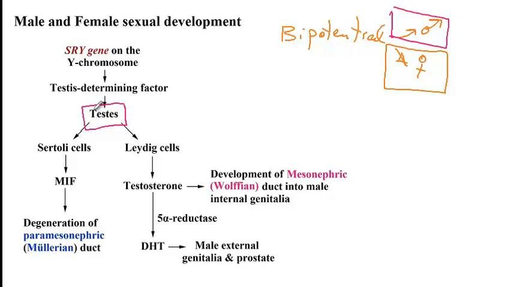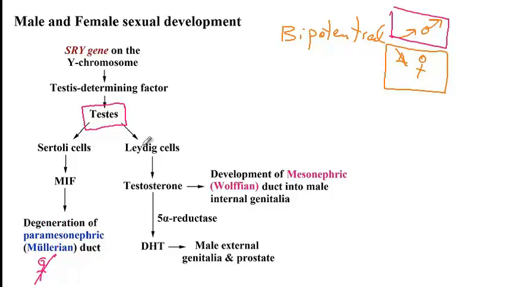And now these testes will produce testosterone via the Leydig cells and Mullerian inhibiting factor via Sertoli cells. What the Mullerian inhibiting factor does is that it will cause degeneration of the paramesonephric ducts, or the other name for which is Mullerian ducts. And so by doing this, female organs will not develop. Normally we need development of the paramesonephric or Mullerian duct for female structures to develop. But since we had testes, they secreted the Mullerian inhibiting factor that inhibited development of female reproductive organs.